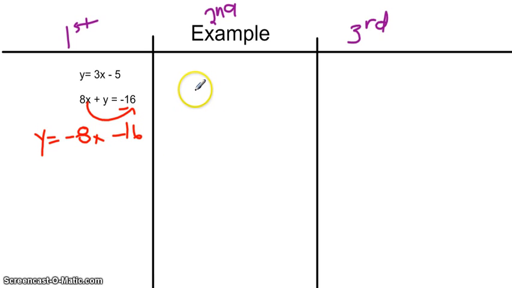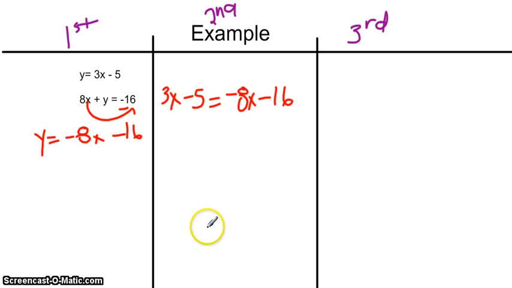Step number 2 says to set the two equations equal to each other. Well, if both the expressions 3x minus 5 and negative 8x minus 16 are both equal to y, then they must be equal to each other. So I have 3x minus 5 equals negative 8x minus 16.